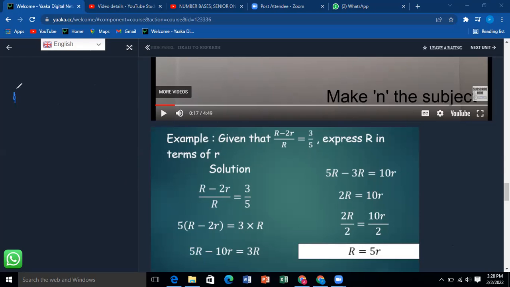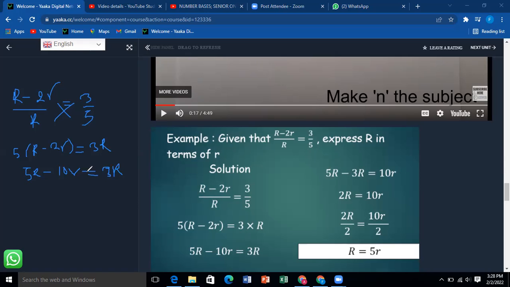So our capital R minus 2 small r over capital R is 3/5. So we shall as well do cross multiplication. So we get 5 into capital R minus 2 small r, and this is 3 capital R. So 3 times capital R. So 5 times R gives us 5R minus 10 small r, that is 5 times 2, is equal to 3 capital R.